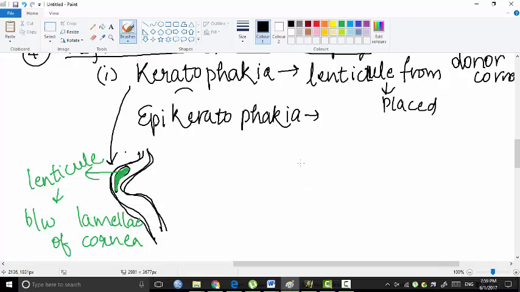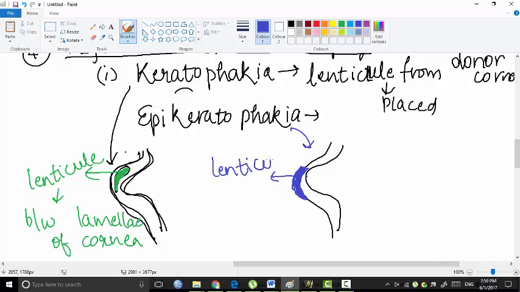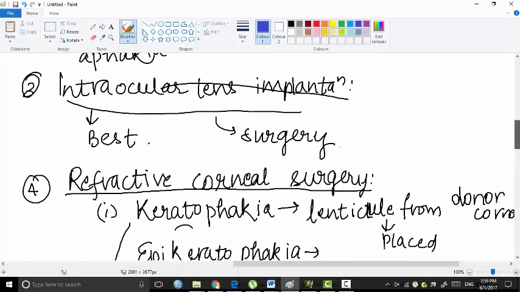And what about epikeratophakia? In epikeratophakia, this is the lens. Here the lenticule is placed over the surface of the cornea. So these are the differences.